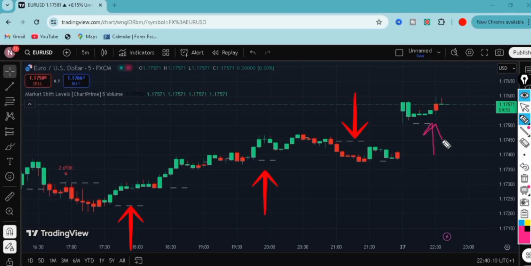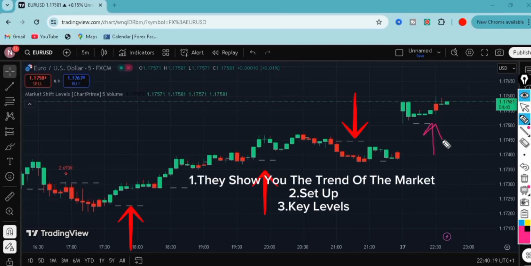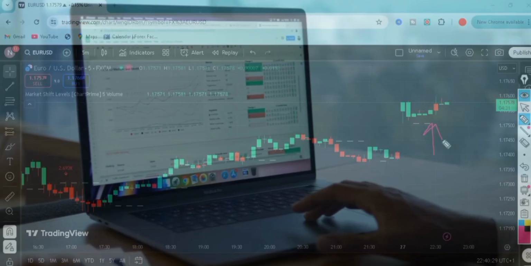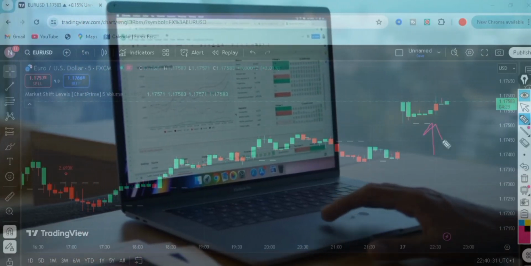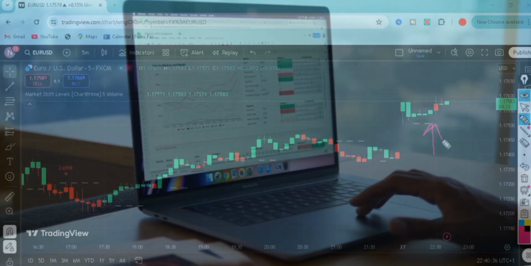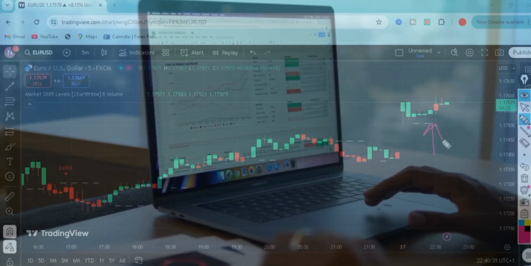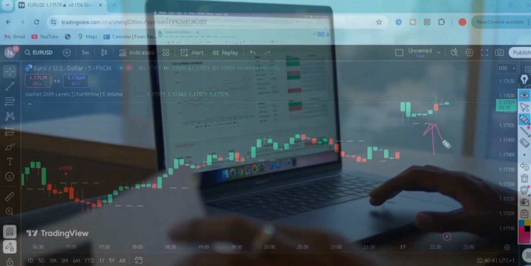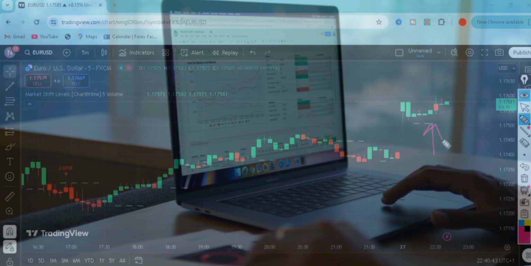And so guys, I want us to concentrate on it simply because these levels work very great whenever you want to execute your trades. They show you, number one, the trend of the market, number two, a setup, and number three, key levels that you're supposed to watch when you want to execute your trades. At the end of this video guys, I'm going to show you the indicator name, and the name of the indicator is not really more important than the settings of this indicator, simply because you need the right settings so that this indicator can work great for you.